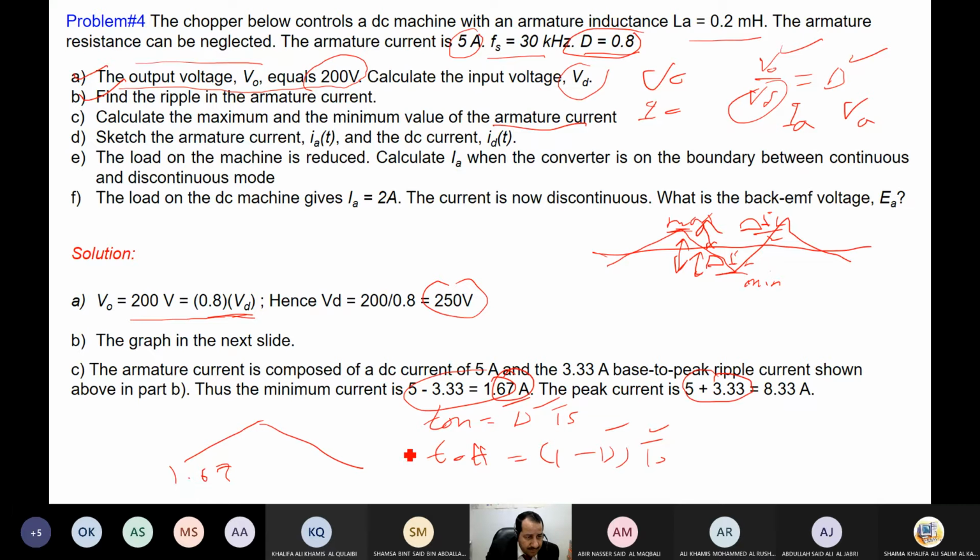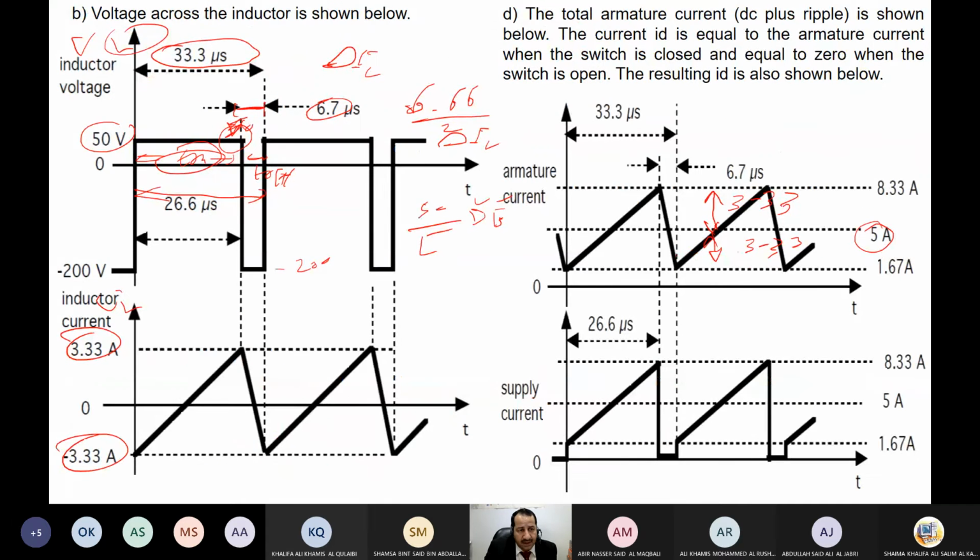1.67 the minimum, and the maximum 8.33. Still, delta IL is the same, which is 6.66. I take this one. Sketch the armature current and ID. Okay, I have them in the slide. Armature current is clear, the same current here, as you can see here. I just discussed it. But diode current or supply current, just a minute.